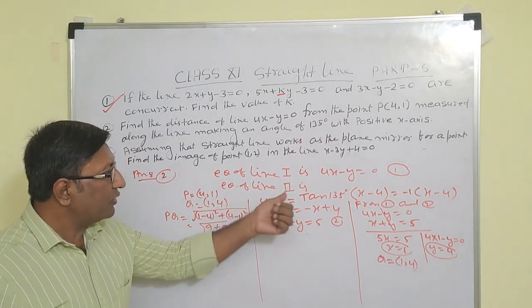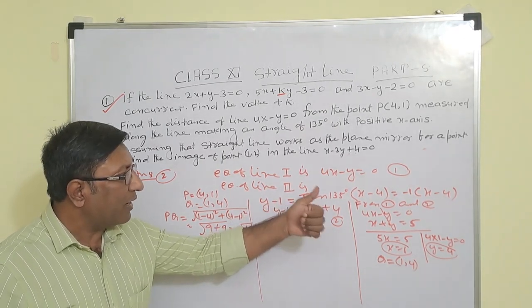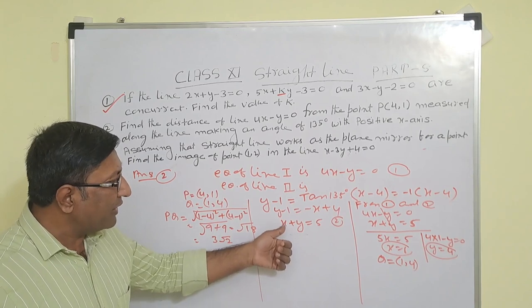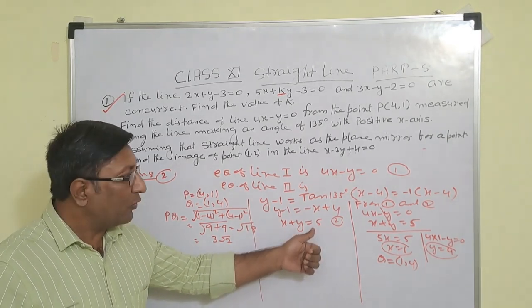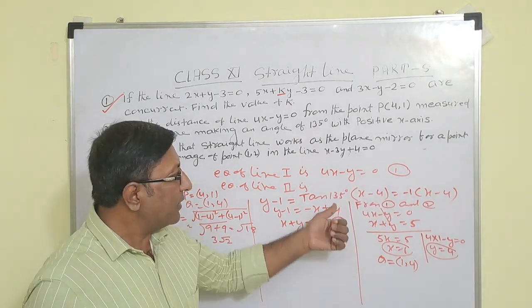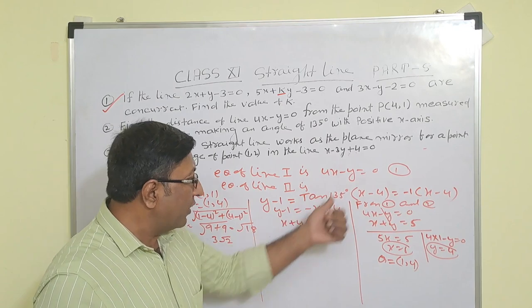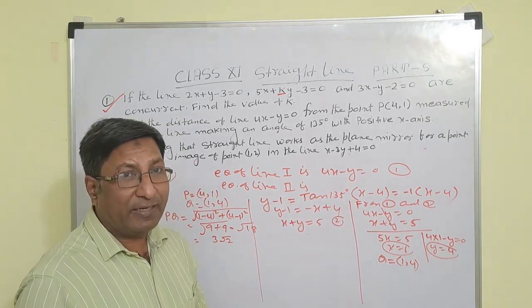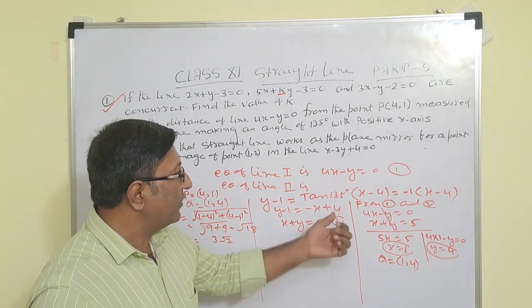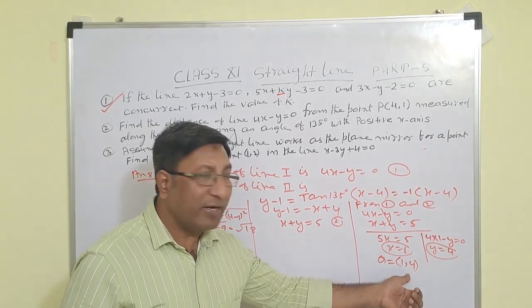So the equation of the second line is y minus y1 equals m into x minus x1. We can find very easily x plus y equals 5. Now we have equation 1 and equation 2, that means equation of the first line and equation of the second line. So solve these two equations and you will get the point of intersection of these two lines. It is (1, 4), that is x coordinate 1, y coordinate 4.